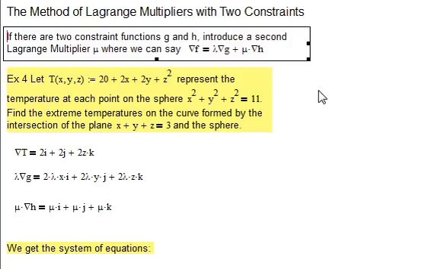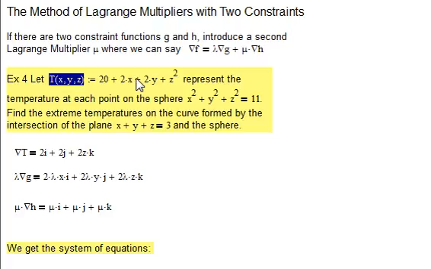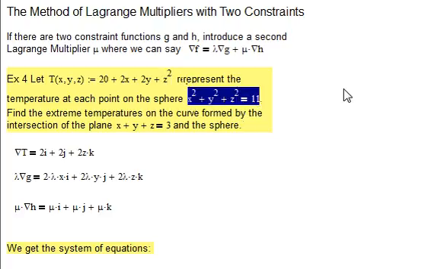So here's an example, another difficult example from thermodynamics. The temperature at the point x, y, z in three-dimensional space is given as 20 plus 2 times x plus 2 times y plus z squared. And that's temperature on, here's a constraint, on the sphere x squared plus y squared plus z squared equals 11. Sphere, center at the origin, radius square root of 11.